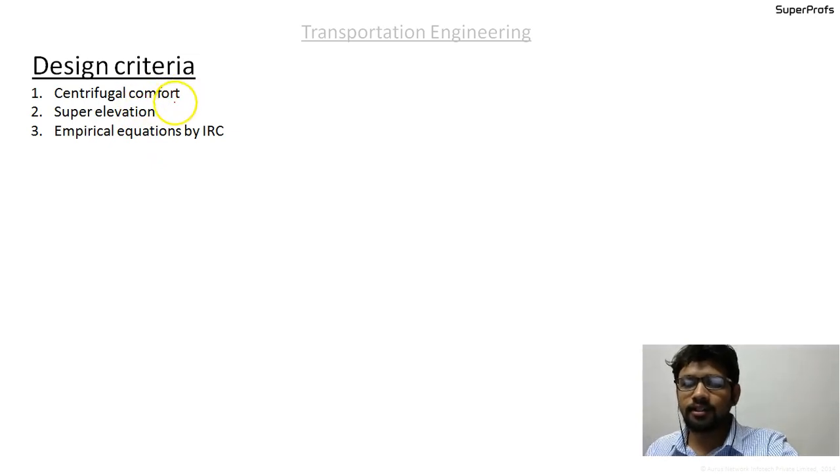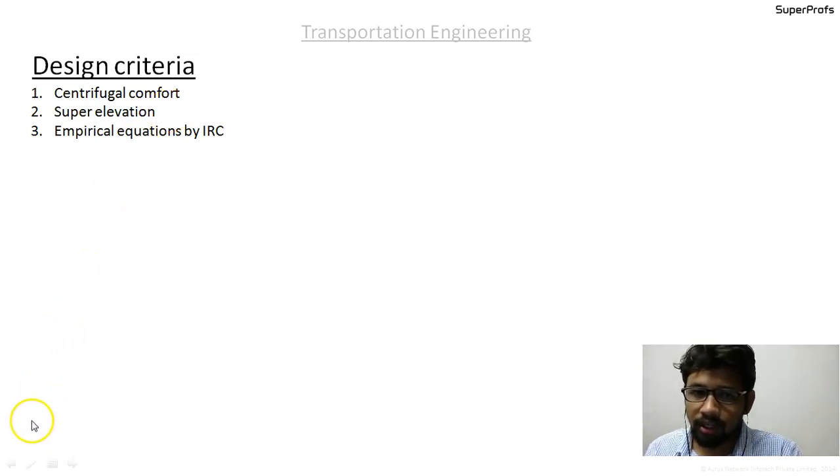The first criteria is centrifugal comfort. The second criteria is super elevation, and the third criteria is based on the empirical equations that are given by IRC.